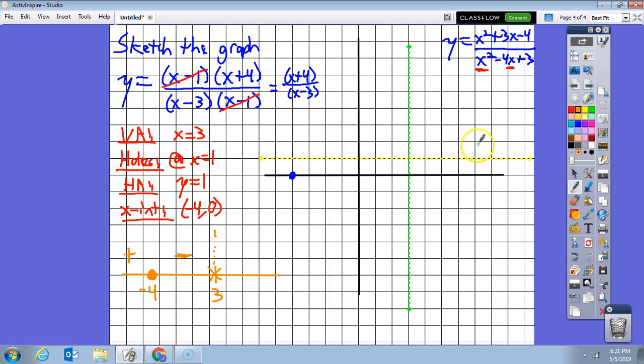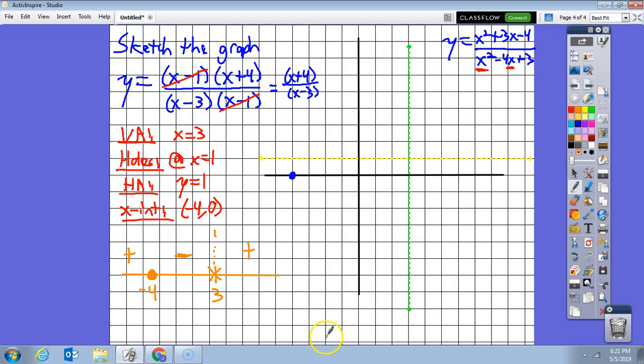Then we plug in a number past 3 in this section over here of my graph. So a number past 3 would be 4. 4 plus 4 is going to be +8. 4 minus 3 is going to be +1, so a positive divided by a positive is a positive. So that means my graph is going to be positive, touch this point, go negative. But remember, we're going to have a hole at 1 also. Then on this side of the graph, my graph is going to be positive up here.